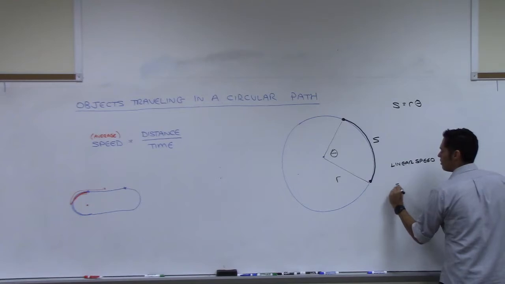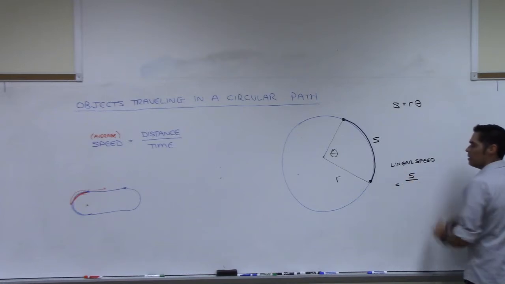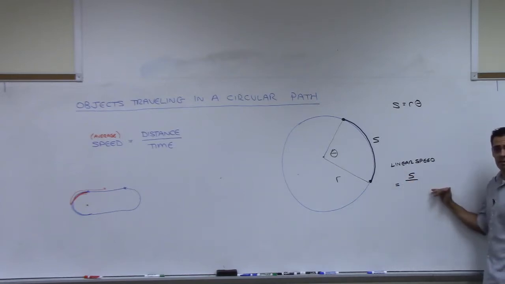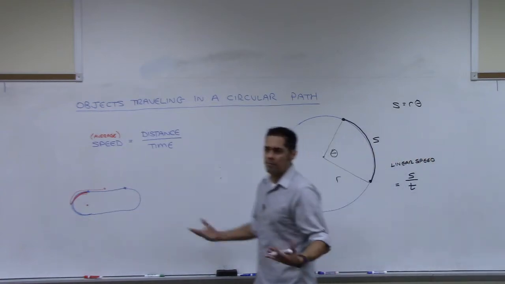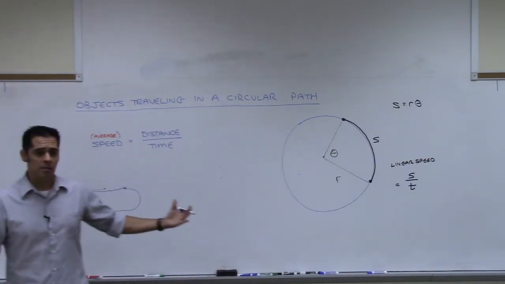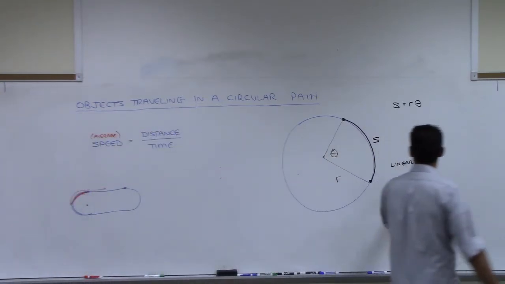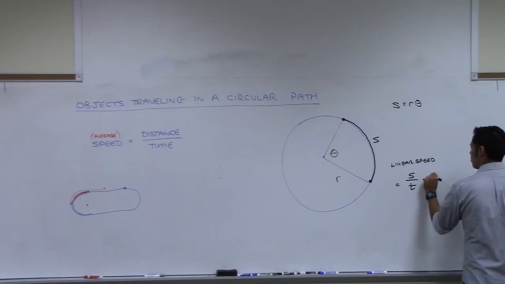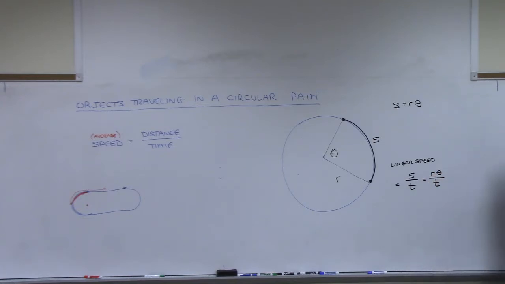It should be equal to the distance I travel. What's the distance I travel? s, divided by the time it takes me to travel, which is t. Do you all agree with that formula? The linear speed should be equal to s over t, but that's just r theta over t, isn't it? Where did r theta come from? Well, that's what s is, right?